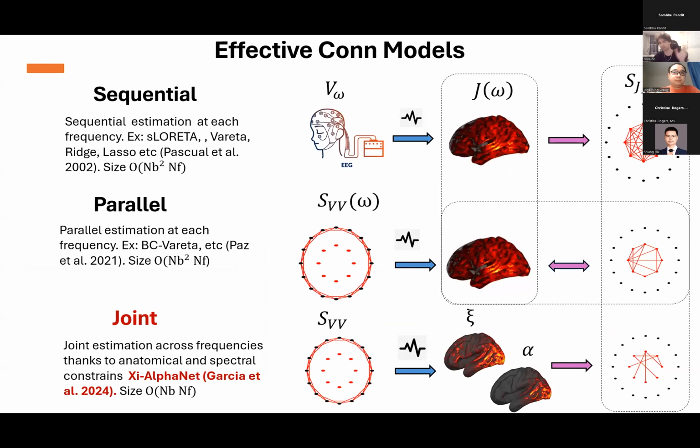So what are the kinds of effective connectivity models known in the literature? These are the important ones for our discussion. There are many other types. You have the ones that enable sequential estimation at each frequency. Basically, here what you do is you take the EEG, you map the EEG at a specific frequency to the activation at that frequency, and from that activation to the cross spectra at that activation.